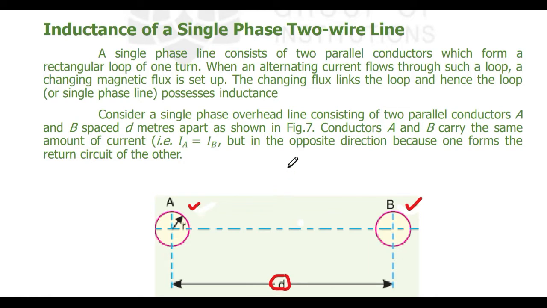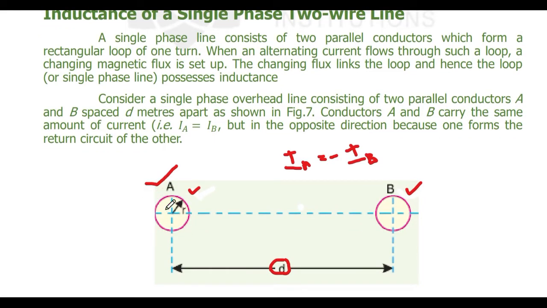but in opposite directions. So we can write the current equation as: their magnitudes are the same, but they are in opposite directions. So we can write IA is equal to minus IB. Now we are going to find the inductance of a single conductor. Then the loop inductance will be twice that of the single conductor. So first we will discuss the inductance of a single conductor A.